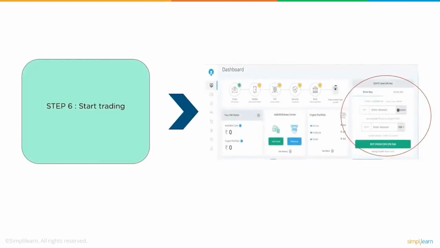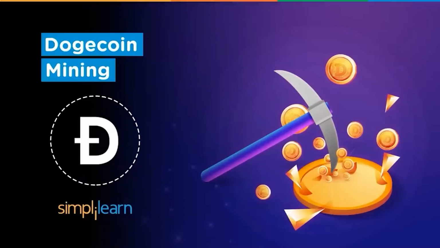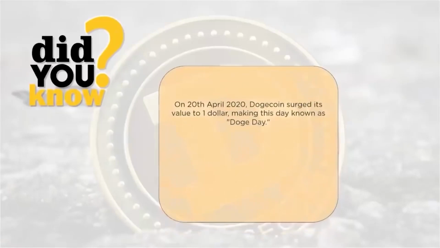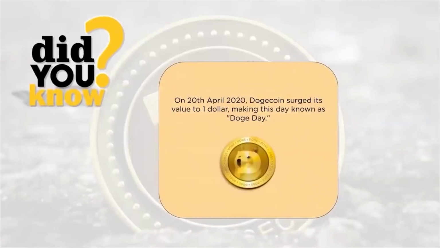Currently, we have heard a lot of buzz about the cryptocurrency Dogecoin and the shenanigans of its community. Did you know that on 20th April 2020, Dogecoin surged its value to $1, making this day named after itself as Doge Day? The supporters of Dogecoin were trying to amplify the value of it to make it $1.